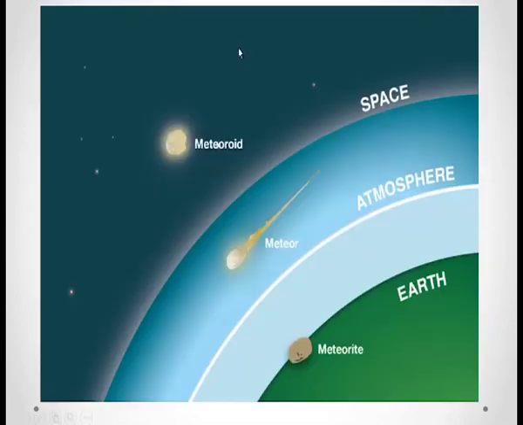In this picture, you can see the meteoroid coming in from outer space. Once it enters the atmosphere of a planet, it becomes a meteor. Then, after surviving the atmosphere, it lands on the Earth or any other planet, and it is called a meteorite. On Earth, most meteors will die in the atmosphere itself, because for our Earth, the atmosphere is the protecting layer.